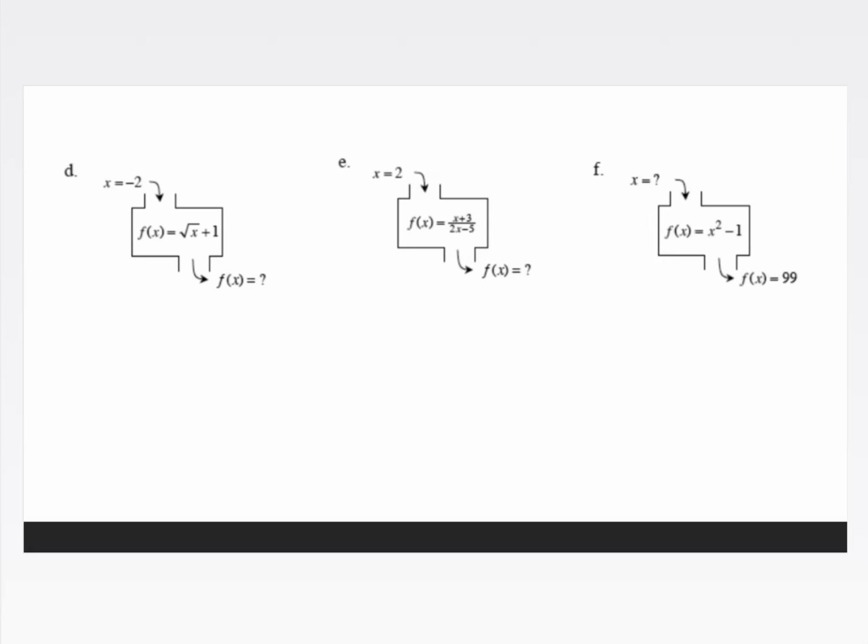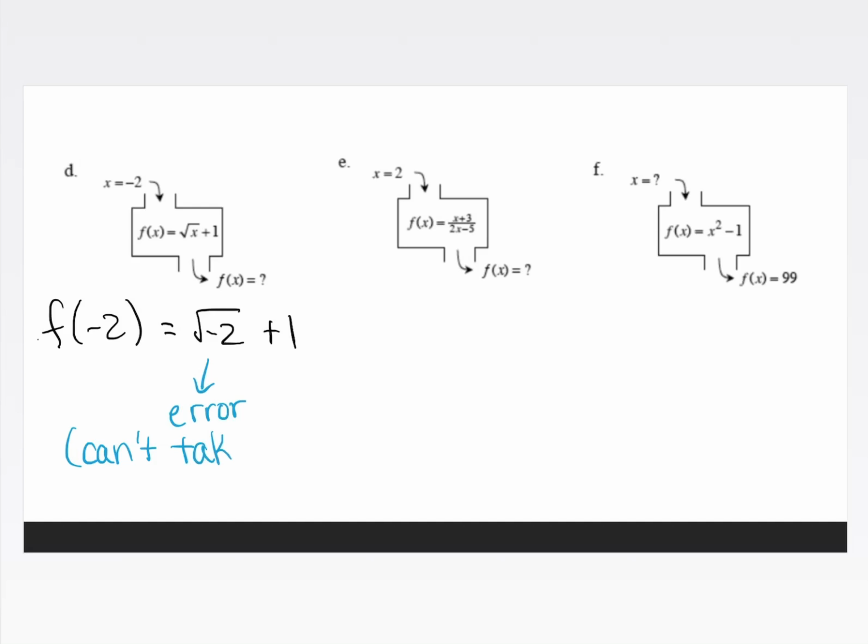For slide 26, problem D, we have x equals negative 2. We're going to plug that into f of x equals the square root of x plus 1, so it has a vertical translation up of 1 unit. F of negative 2, we're going to take the square root of negative 2 and then add 1 to it. However, here we actually have an error. You cannot take the square root of a negative number.